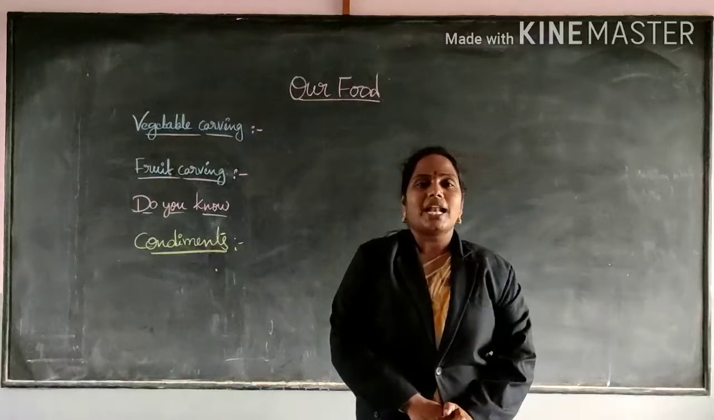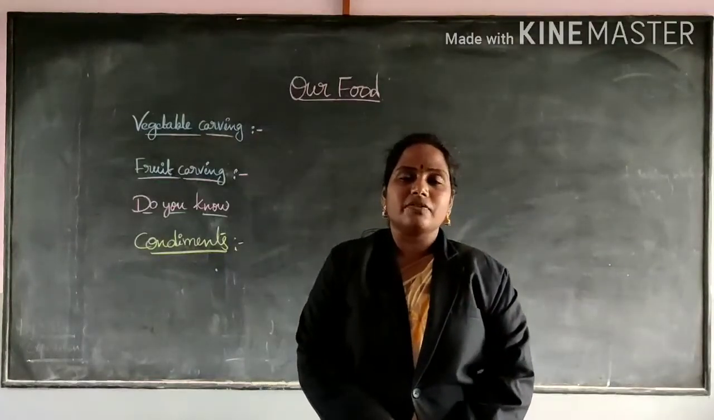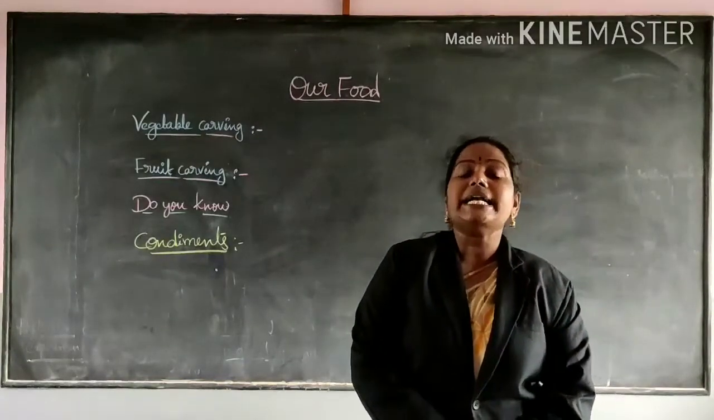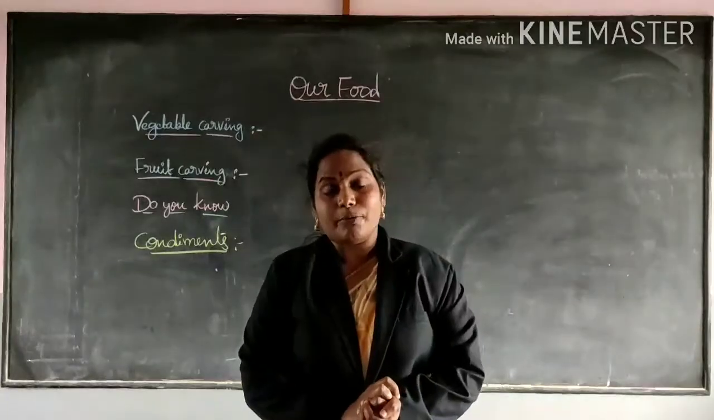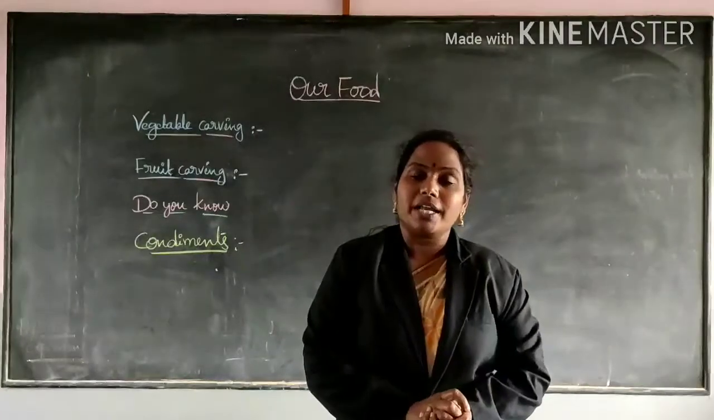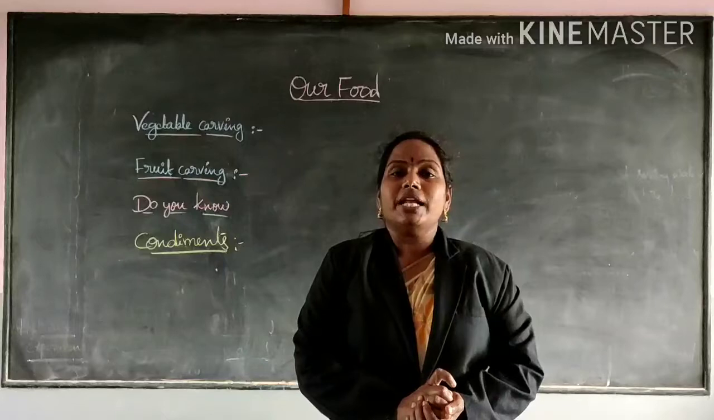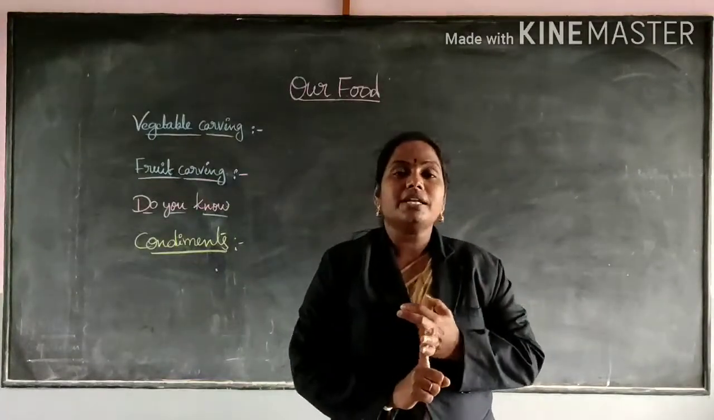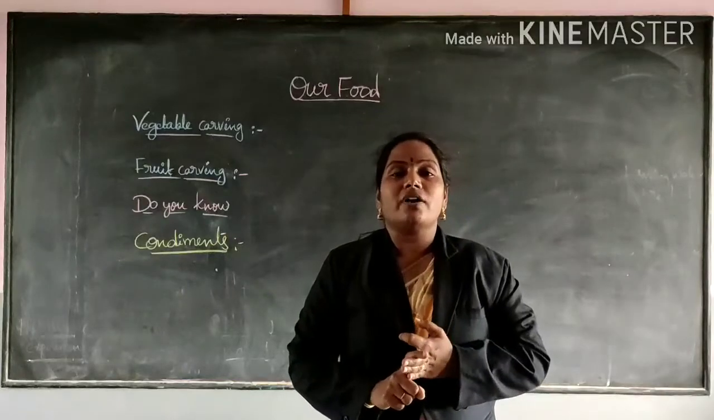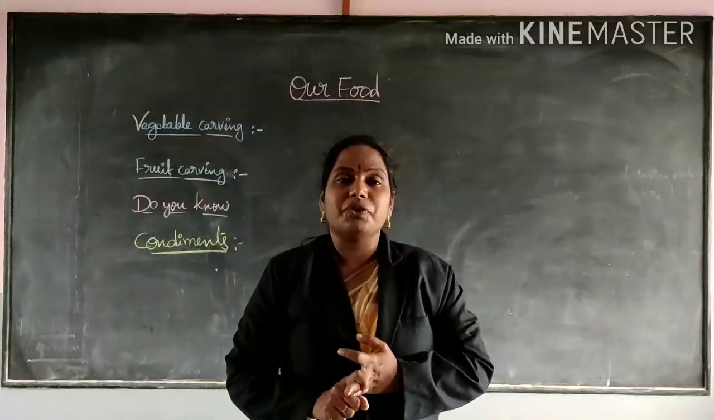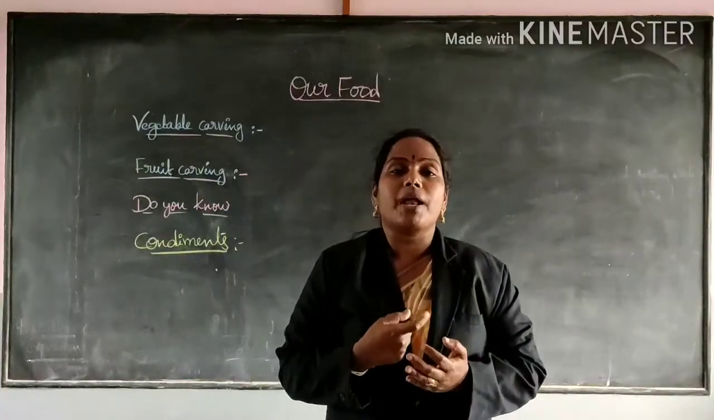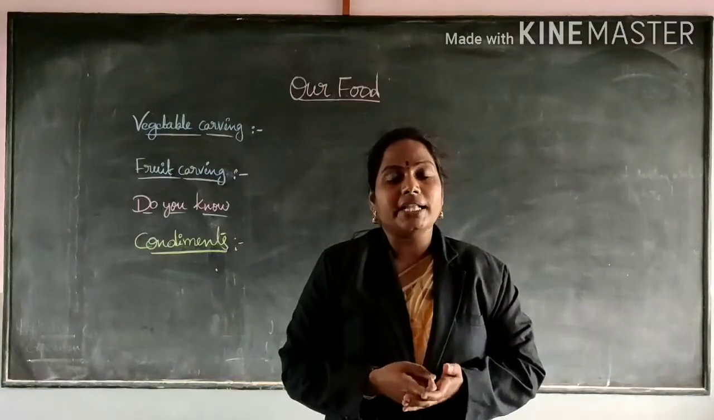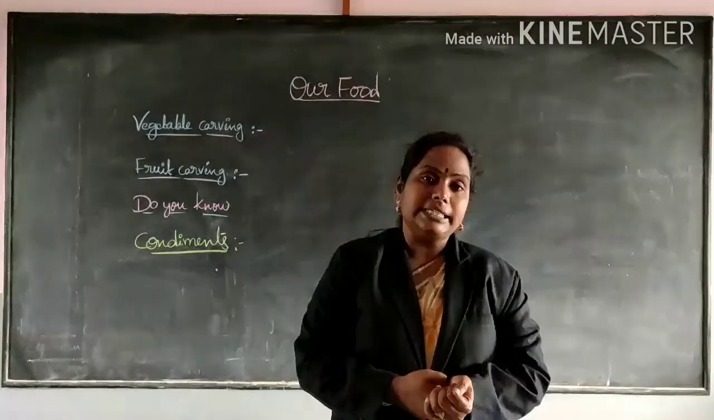In last class, in previous classes, we had already learned about the preparation of upma, preparation of tomato curry, and we learned about the preparation methods, preservation methods, and the ingredients we use in preparation of food, and from which part of the plant they are obtained. These are all we have learned.